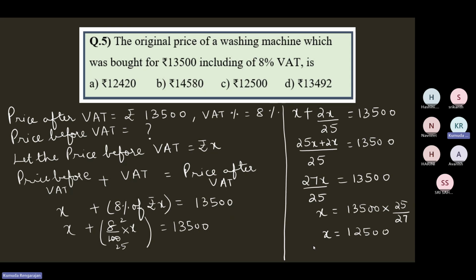See, the question is the original price of a washing machine. You should find the original price of a washing machine, which was bought for 13,500, which includes 8% VAT. So that's the sale price given to you. So what is the original price? So we use these phrases. Price. Am I audible to all of you?